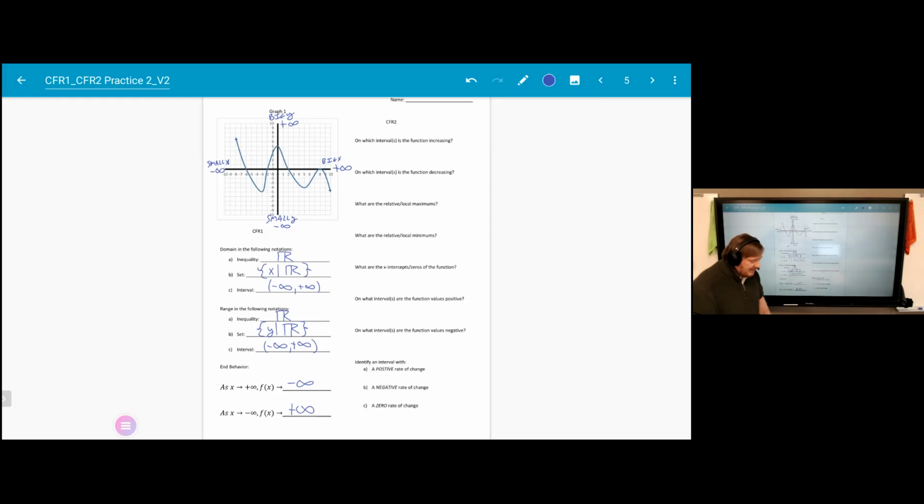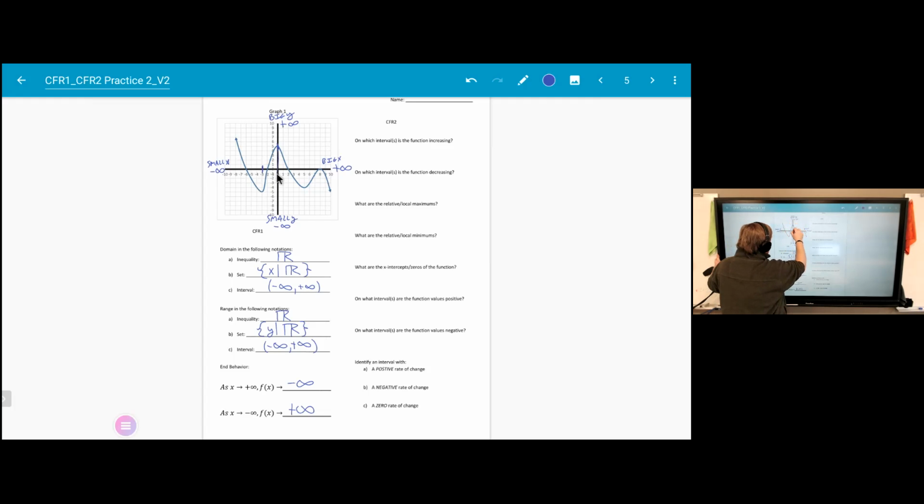Now, that's for the CFR1. CFR2 is what we just did. Hopefully you've done that now. I don't know. We'll see. On which intervals is the function increasing? In other words, we take the X values and go between X values of where the function is increasing. Well, where is it increasing? From negative infinity to right here, it's decreasing. It increases until it looks like 0.